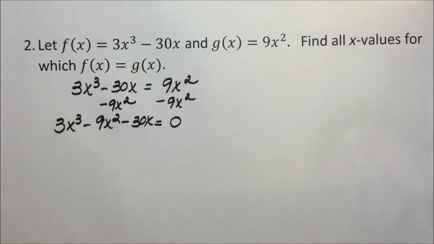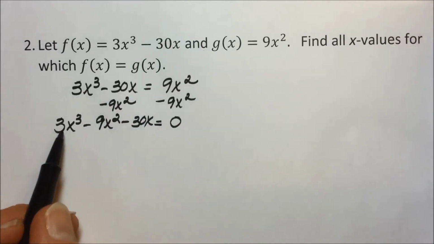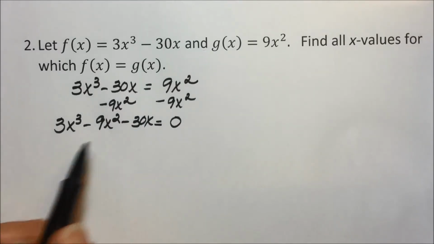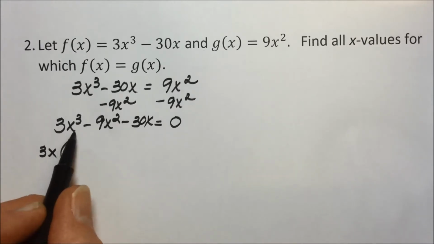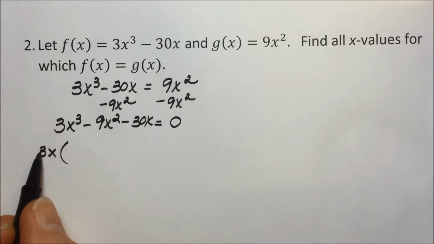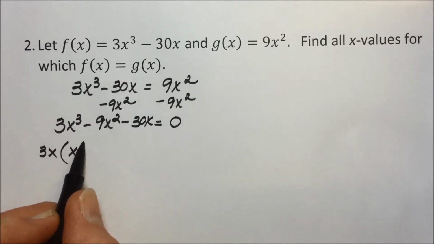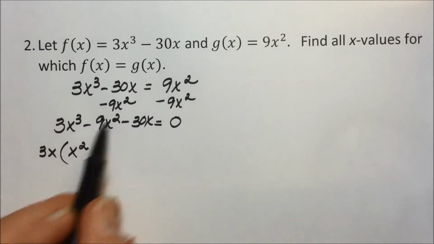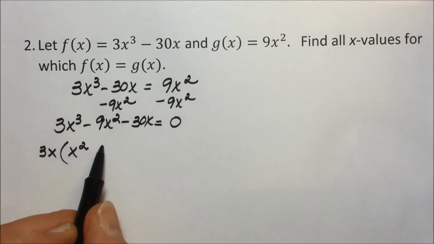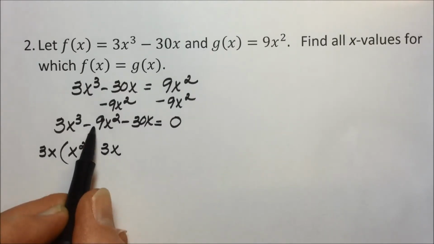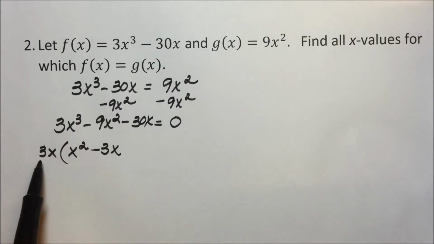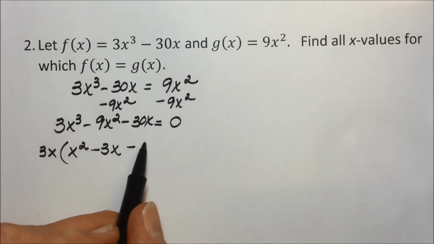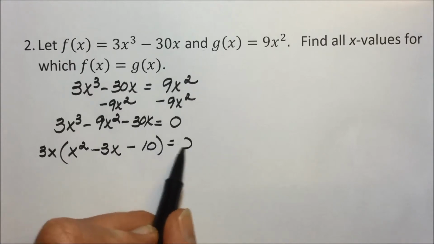Looking for a greatest common factor always when we're factoring is a good place to start. There's a common 3 and an x here. We'll factor out a 3x, which is dividing. 3x to the third divided by 3x leaves x to the second. 9x squared divided by 3x will leave us with a 3x. Negative divided by positive is a negative. And negative 30x divided by 3x leaves us with a negative 10.